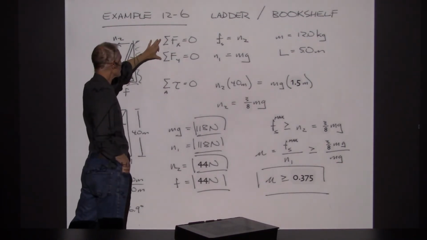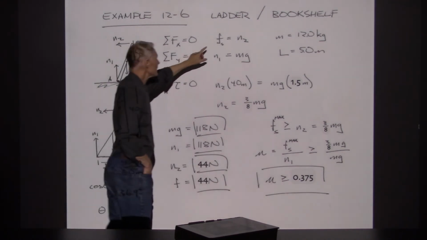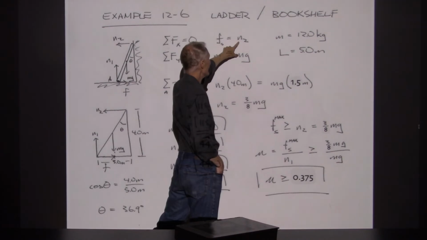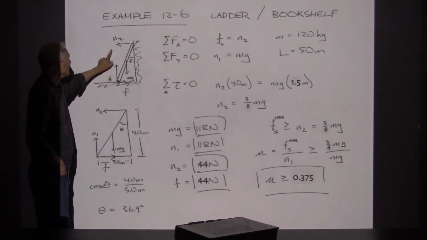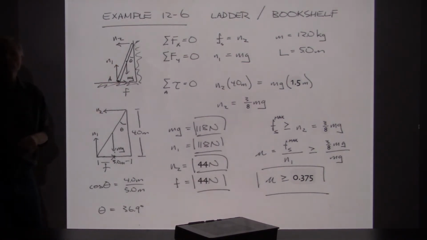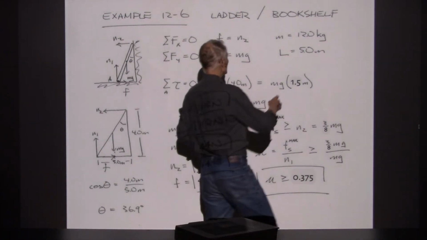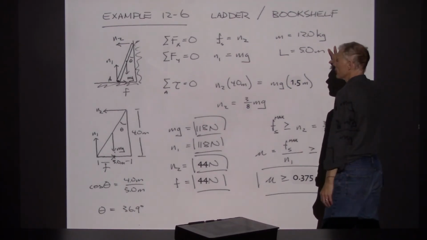So the sum of the forces in x and y say this. That friction force on the floor had better be a static friction force, and it needs to be as large as N2. In the vertical direction, N1 needs to be equal to mg. So those are my two force statements for static equilibrium. Now, the mass of the ladder is 12 kilograms, and the length is 5 meters.